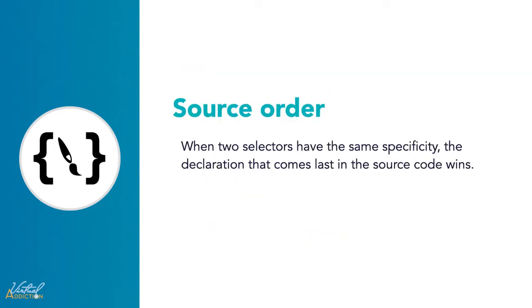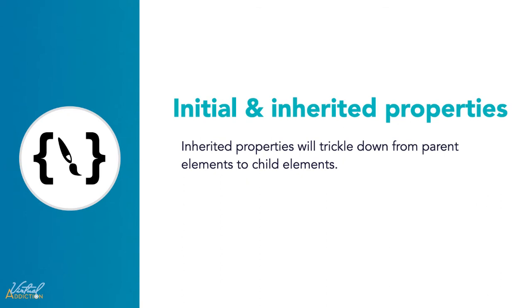The last main tier of the CSS Cascade algorithm is resolution by source order. When two selectors have the same specificity, the declaration that comes last in the source code wins. And finally, we have initial and inherited properties. While initial and inherited values aren't truly part of the CSS Cascade, they do determine what happens if no CSS declarations are targeting an element. In this way, they determine default values for an element. Inherited properties will trickle down from parent elements to children elements.